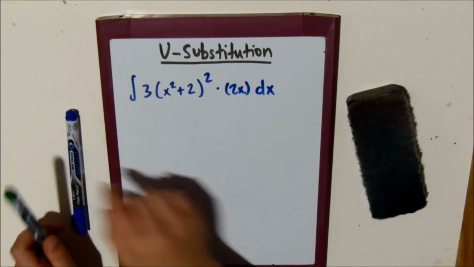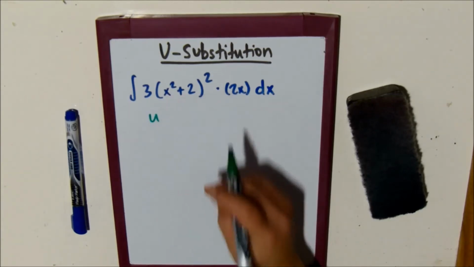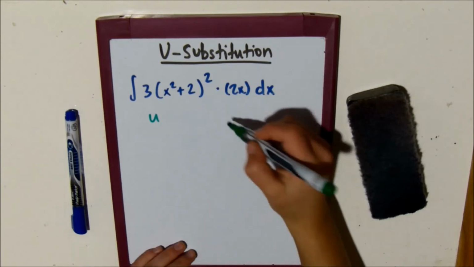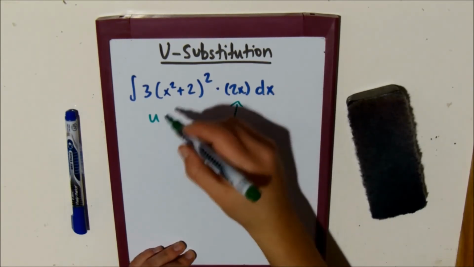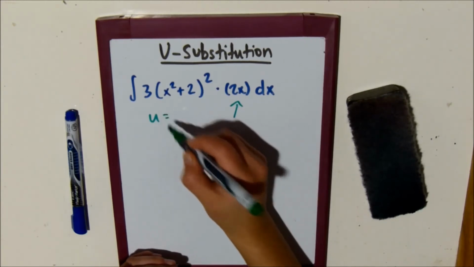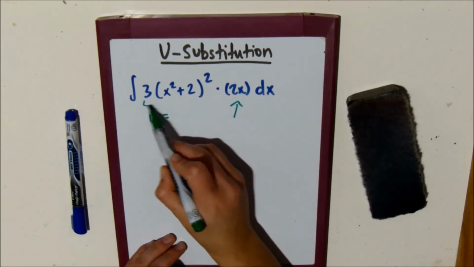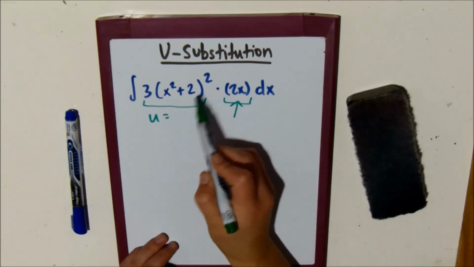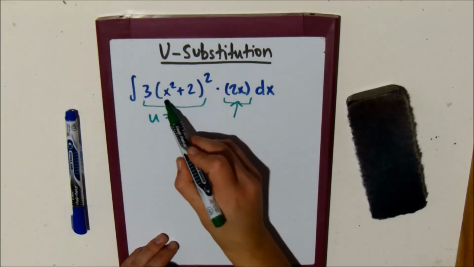Now, the first step is we try to find our u. Our u is what we're going to be substituting, and it is going to be the inside of the more complex function. So the u is almost always the more complex function. So here I see two parts. I see this and I see this. Because this is being squared, you don't want to replace this entire thing. You only want to replace the stuff inside.